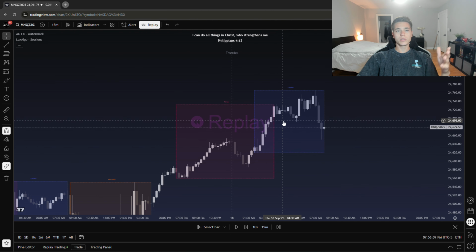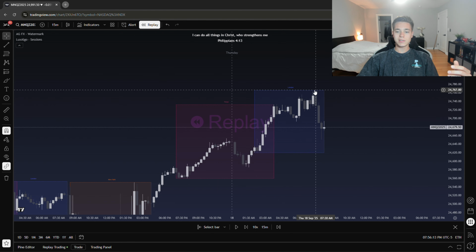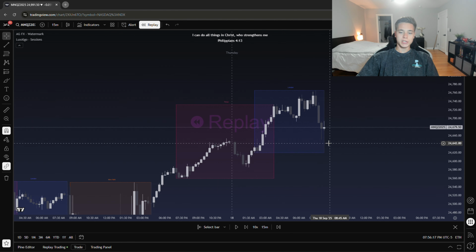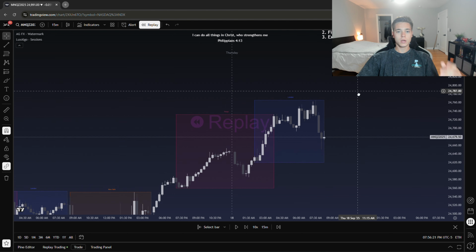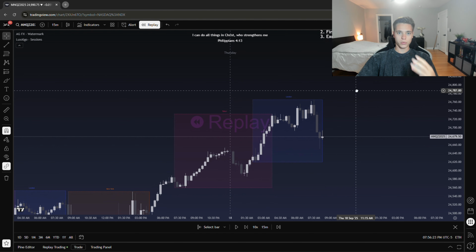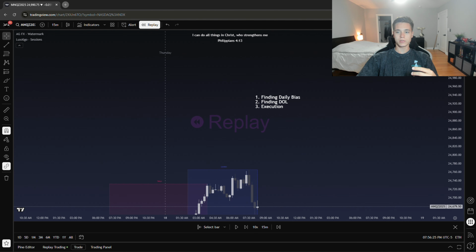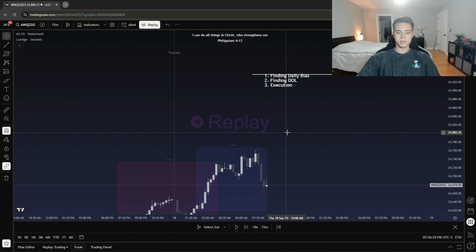Now, usually when we see a move up, we always want to see a retracement down. So we can see that London is making a move lower, making a retracement for us to then potentially move back higher. Okay, so this is already 3 things that are telling me that we're going to continue higher. So I'm going to mark this off because that is already done. So finding daily bias is done for the day.